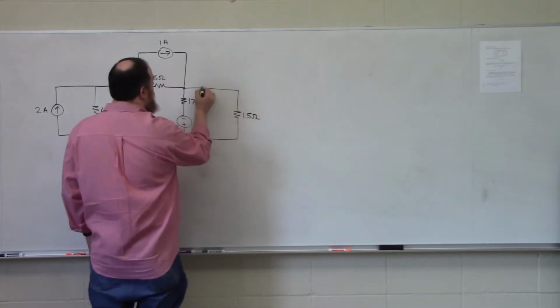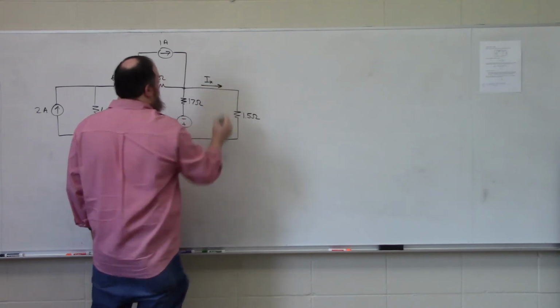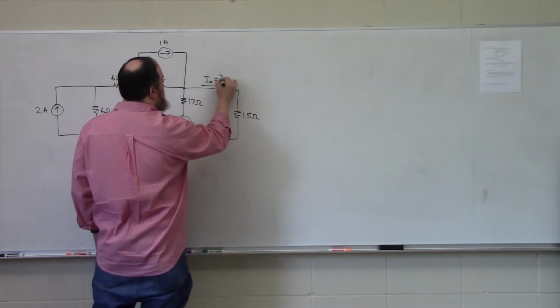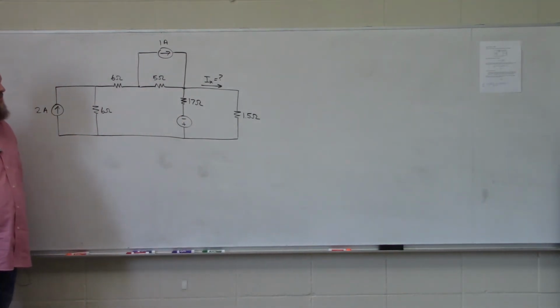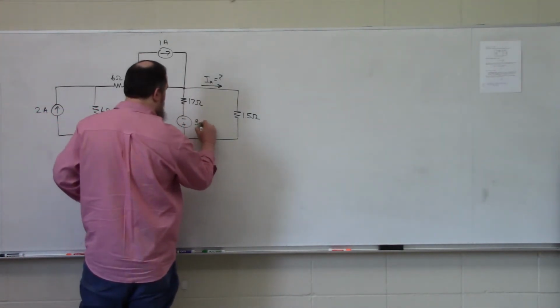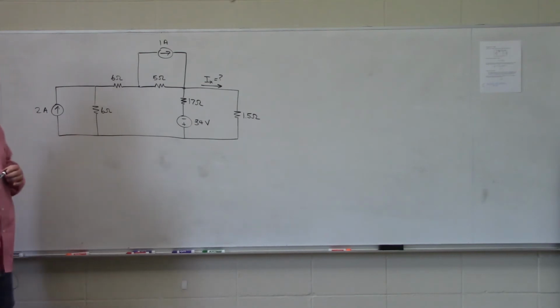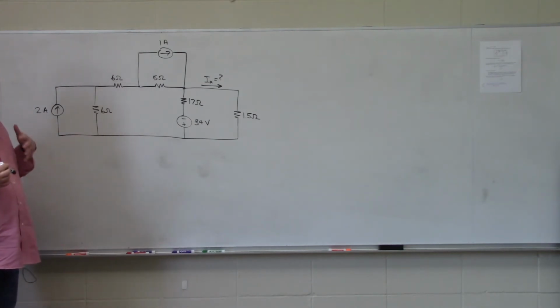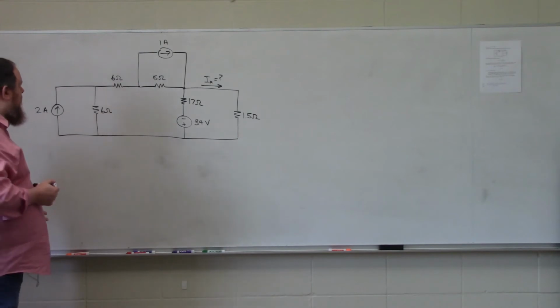And our goal in analyzing this circuit is to determine this current, Ix, that's flowing through our 1.5 ohm resistor on the right. Oh, excuse me. And this is a 34 volt voltage source. So I'd like to talk for a moment about why source transformation would be a wonderful circuit analysis tool in this particular problem.